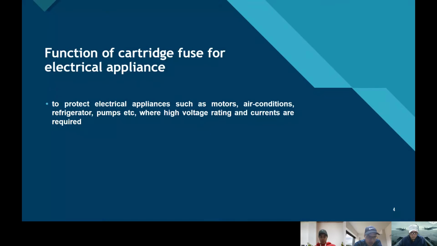The function of a cartridge fuse for electrical appliances is to protect appliances such as motors, air conditioners, refrigerators, pumps, etc., where high voltage rating or current are required. The cartridge fuse has a voltage rating from 200 until 600. So the fuse cartridge can protect appliances that we have at home. So the next slide.